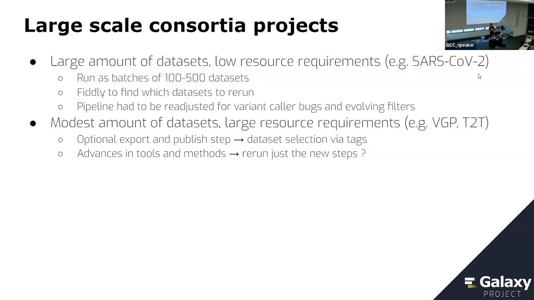I think currently there are two types. There's the type where you have a large set of data sets that are individually relatively fast to process, like what we did for SARS-CoV-2 variant calling, where we ran batches of 100 to 500 data sets. And then it's kind of tricky to find just the one that failed. You need to write an external script to look at what did actually work and what failed.